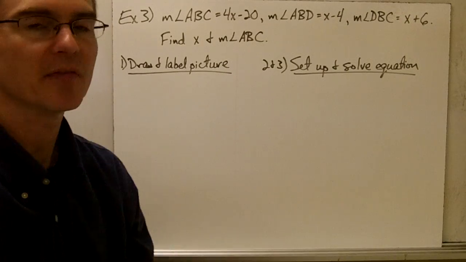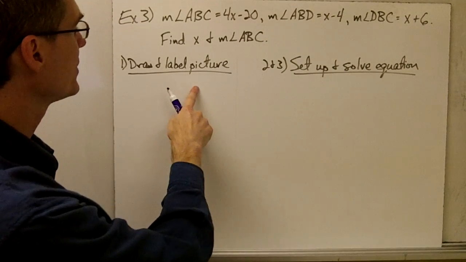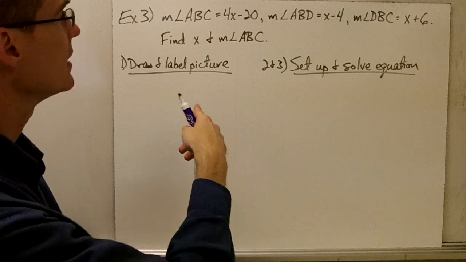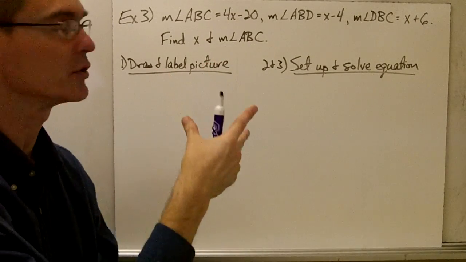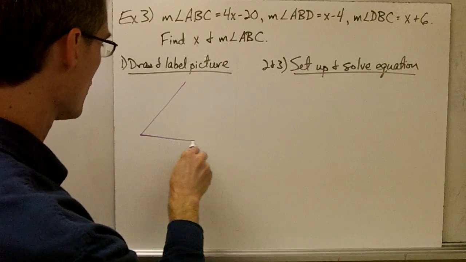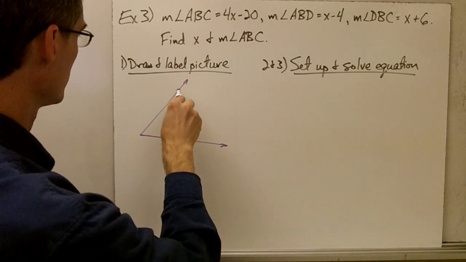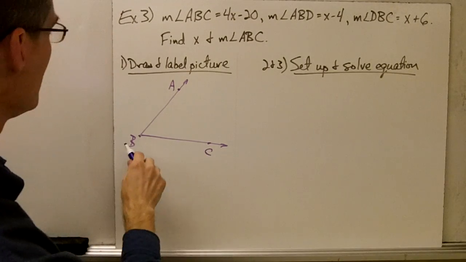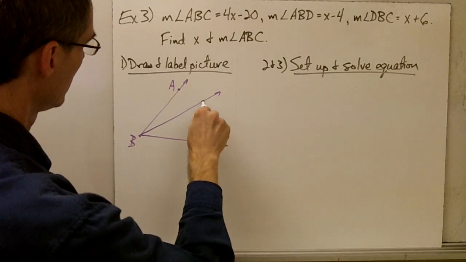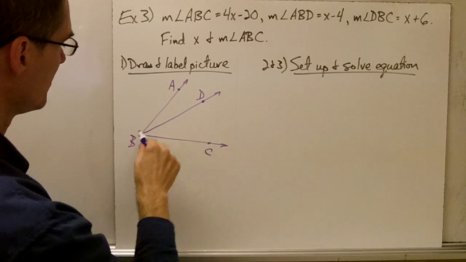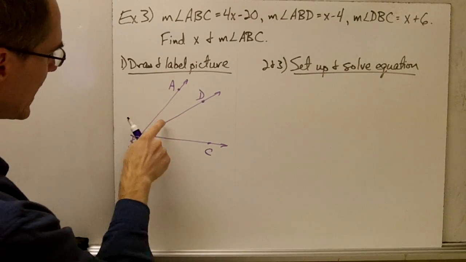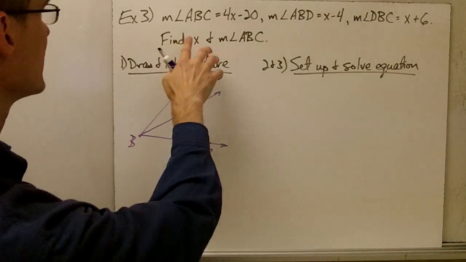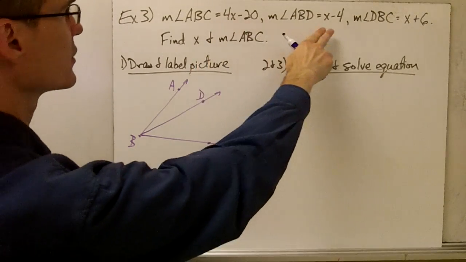Okay, so again, my 4-step problem-solving procedure, I want to draw and label a picture first. This picture is going to be pretty much the same picture as in the angle addition postulate definition that we just looked at. So let me redraw this picture. Here's angle ABC, and there I put my point D and my ray BD in here. Now I've got essentially 3 angles, these 2 small angles, and then my one big angle, angle ABC.